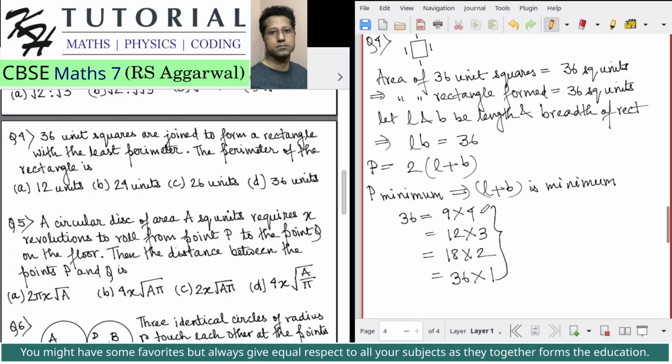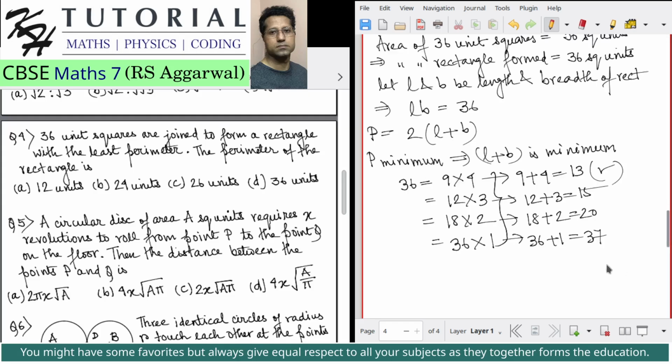Now for 9 into 4, 9 plus 4 is equal to 13. For 12 into 3, 12 plus 3 is equal to 15. And for 18 into 2, their sum is 20. And for 36 into 1, their sum is 37. Clearly, 13 is the minimum. So definitely the length has to be 9 and breadth has to be 4.